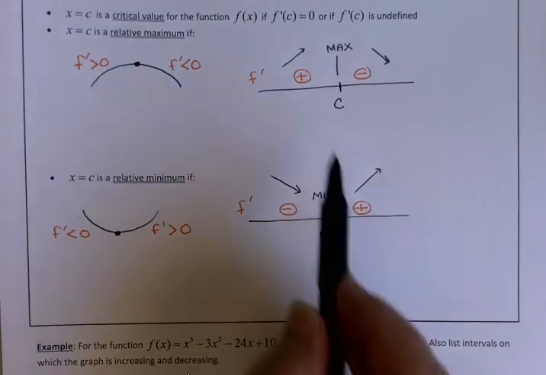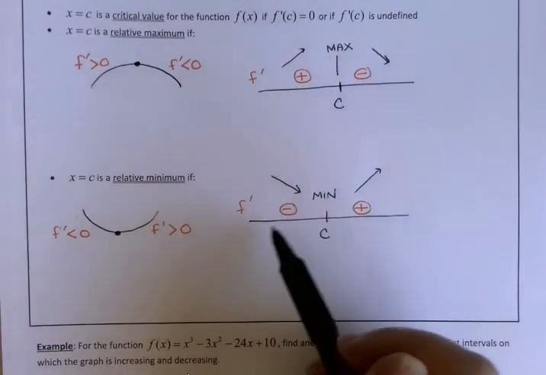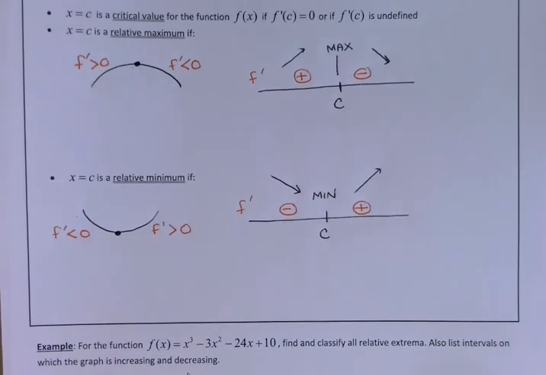If our first derivative doesn't change signs, if it's positive, positive, or negative, negative, then our critical value doesn't turn out to be a local maximum or a minimum at all.